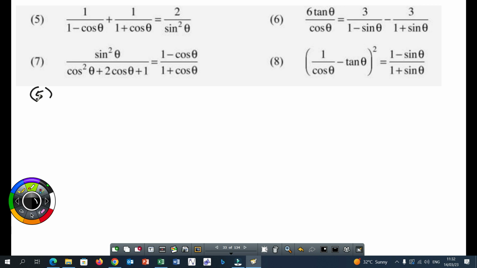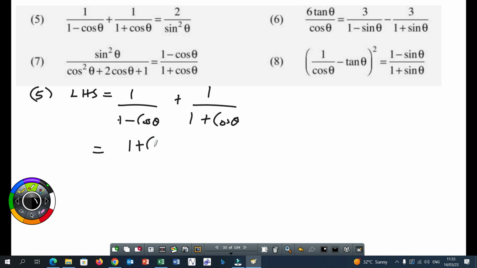Right. So number 5, I'll choose the left-hand side. 1 over 1 minus cos theta plus 1 over 1 plus cos theta. So, what's the LCD? Yeah. But what is the name given to the product of these two? Difference of what? 2 squares. So, that will become 1 plus cos theta plus 1 minus cos theta. This is all over 1 minus cos squared theta.